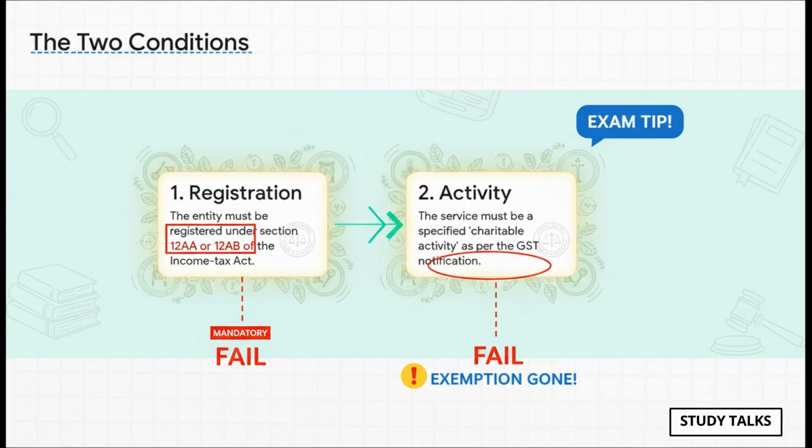And second, the service they're actually providing has to be on a very specific, pre-approved list of charitable activities defined in the GST notification. If even one of these 2 things isn't met, the exemption is gone. Poof! Both are mandatory, no exceptions.